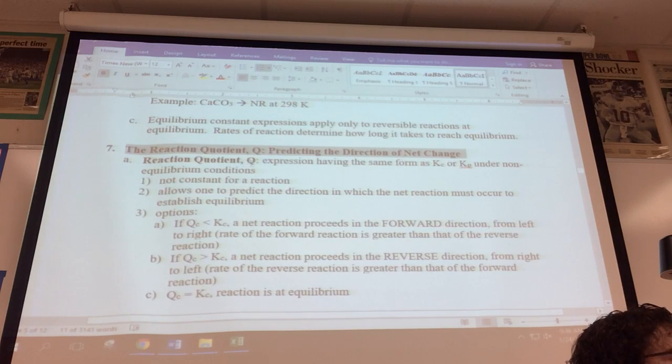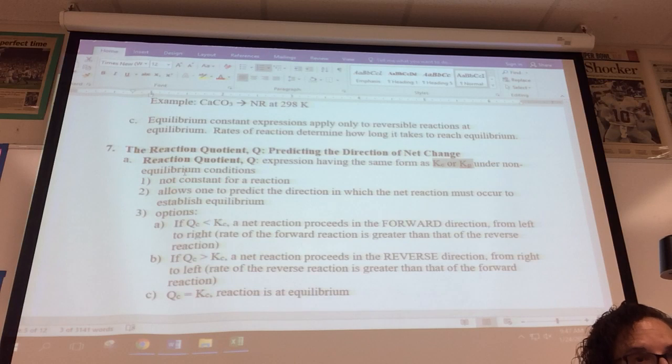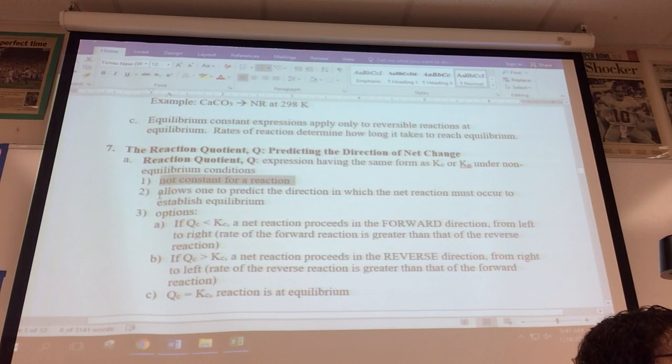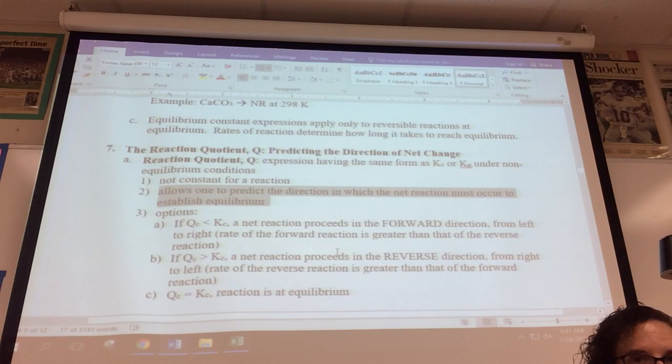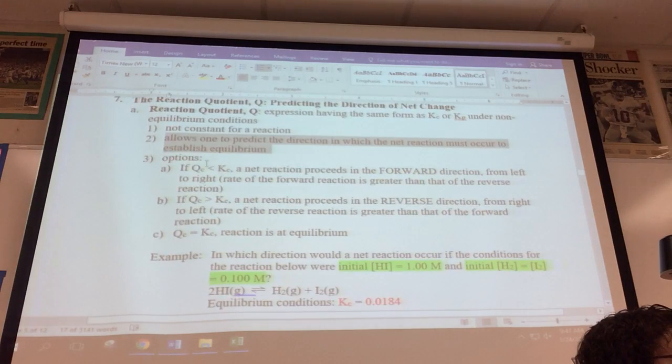The reaction quotient Q looks just like a KC or KP, but you have non-equilibrium conditions, typically initial conditions, non-equilibrium conditions. Q's are not constants. They will change, where KC's are constants unless the temperature changes. Q's allow you to predict whether the forward or reverse reaction is favored, and the way you determine that is by calculating Q and comparing it either to a given KC or a calculated KC.